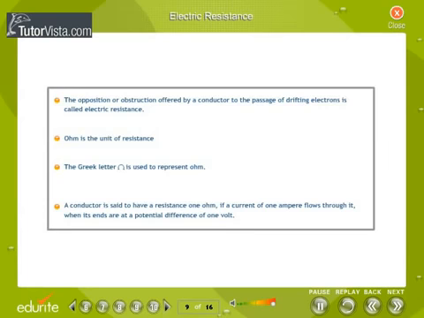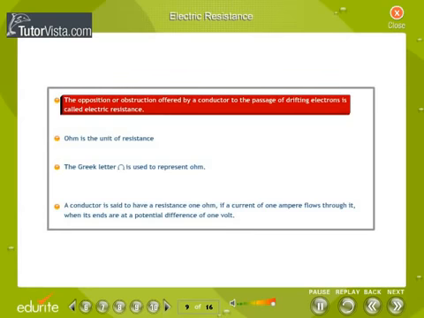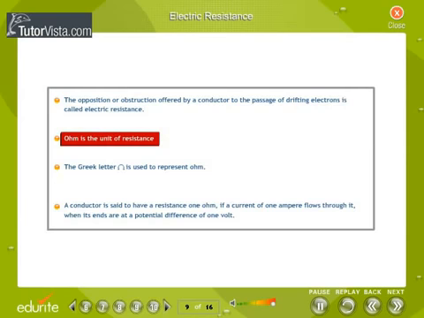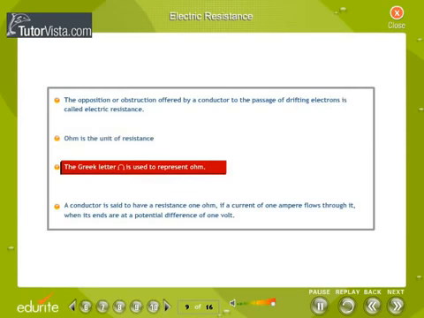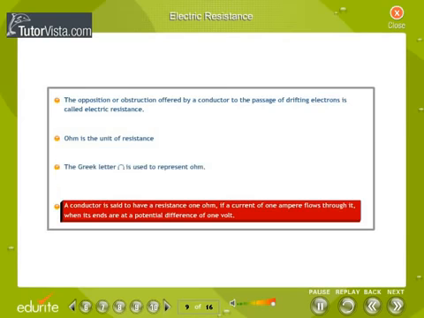Electric resistance. The opposition or obstruction offered by a conductor to the passage of drifting electrons is called electric resistance. Ohm is the unit of resistance. The Greek letter omega is used to represent ohm. A conductor is said to have a resistance of 1 ohm if a current of 1 ampere flows through it when its ends are at a potential difference of 1 volt.